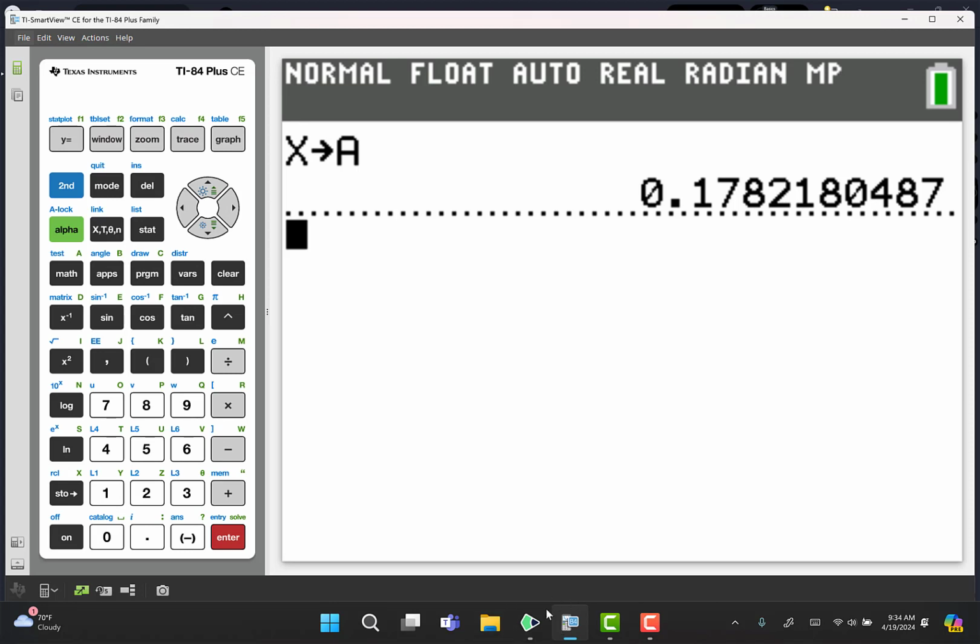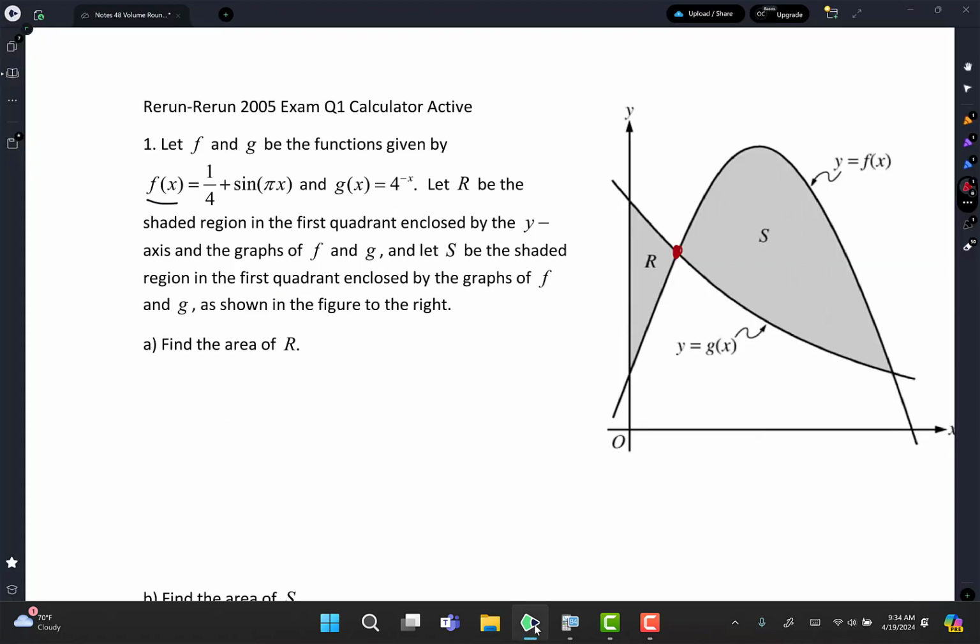Cool. All right, here we go. Region R. So I'm going to go R is equal to integral from 0 to A. Oh, I already see an issue. Did I tell them what A was? No, and this is calculator active, so this is probably going to be worth a point. All you do is say this.